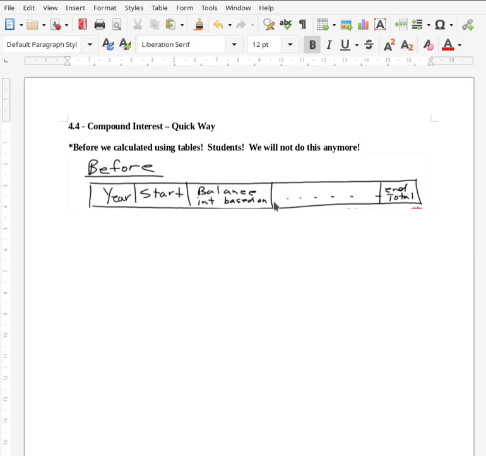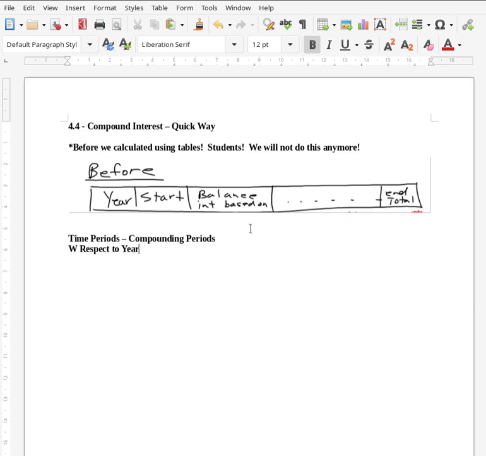We looked at a problem where we basically set up a table and calculated the number of years to get to our final end goal. This time, we're not using that. We are going to calculate the total amount of money in one shot, kids, because you only have one opportunity. So, the first thing we've got to understand is that when we're talking about time periods or compounding periods, we're always referring to the amount of something that happens in a year.